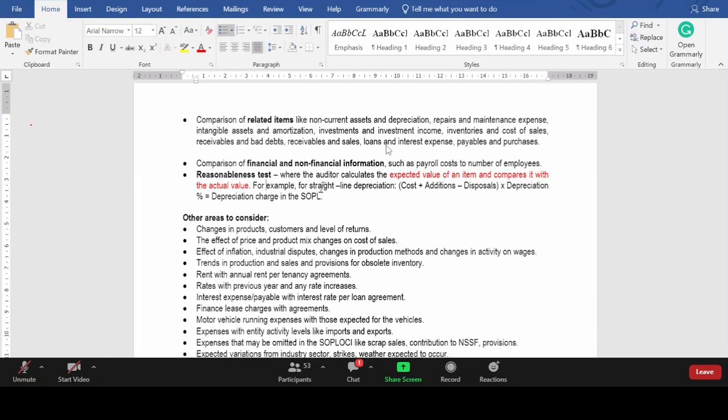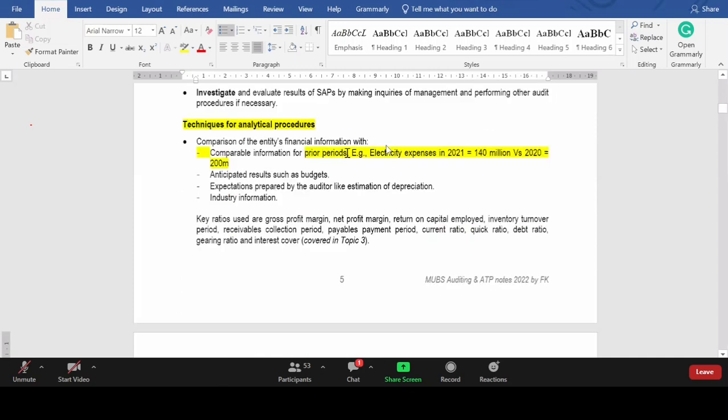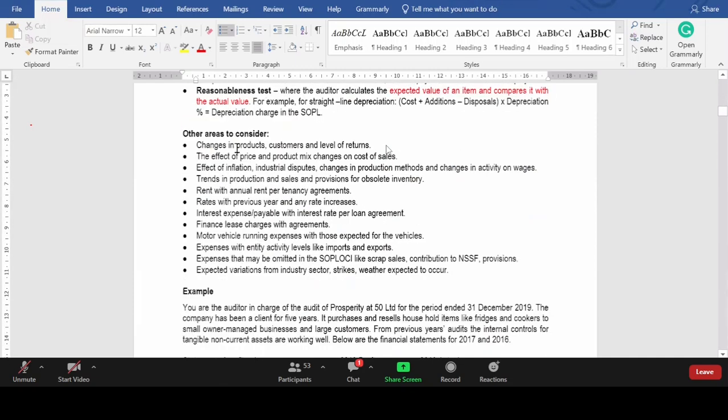There are other analytical procedures you can do, like changes in products, customers, and levels of returns. So you can compare products in the current year with those in the previous year. Have they added another product or not? Customers, how many customers did you have last year? Are you increasing them or you are decreasing them? So such kind of comparisons help so much in auditing, and they help you to show where the problem could be in the financials of the client.